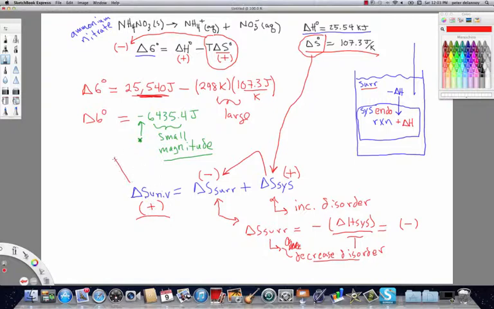And again, these two things, the delta G naught and the delta S of the universe, have to correlate. The delta G naught for a spontaneous process has to be negative, and the delta S of the universe for a spontaneous process has to be positive.